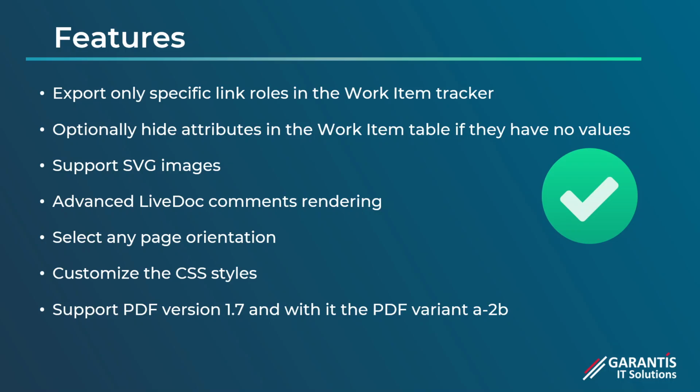The main features include exporting only specific link roles in the work item, optionally hiding attributes in the work item table if they have no values. So you can hide empty attributes and then save space in your PDF document. It supports SVG images. There is advanced rendering of live document comments, so you can have comments visible inside your PDF, which is not possible in the standard PDF.